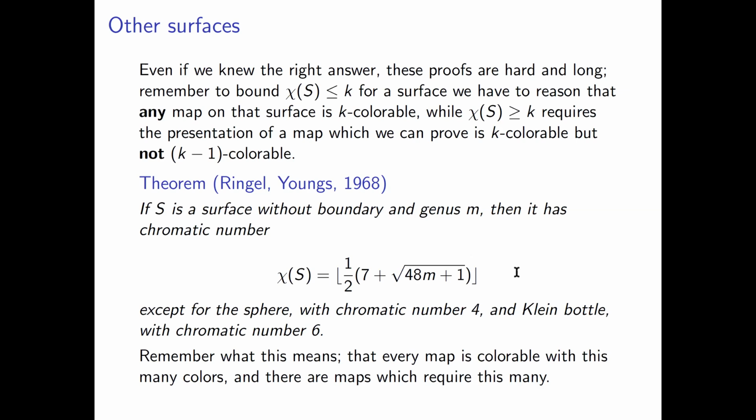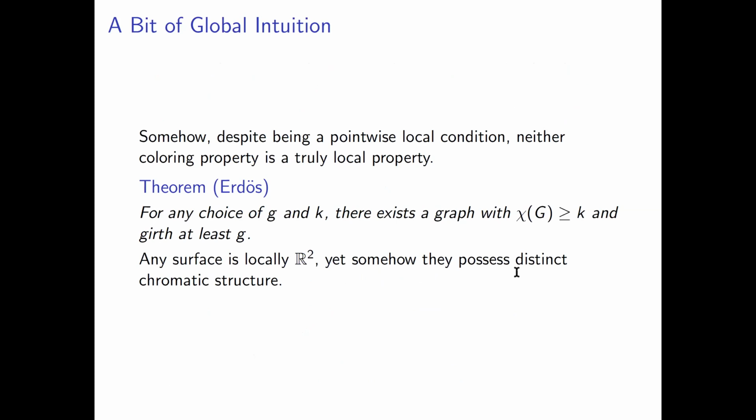Okay. So I'm going to leave you, because I'm running out of time here, with a bit of global intuition about coloring, because coloring is just such a phenomenal property to me. It blows my mind every time I think about it. So it seems apparent that coloring is a pointwise condition, right? If I can color Swaziland blue or green or red, then the question is only what the colors of Swaziland's neighbors are on the map. If the colors of its neighbors are good, then I can color Swaziland whatever I want, right?